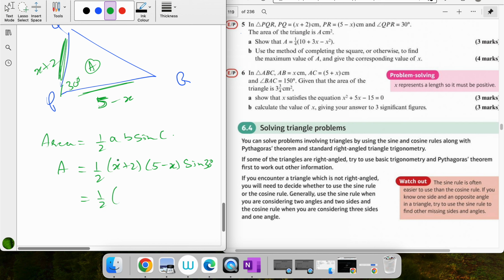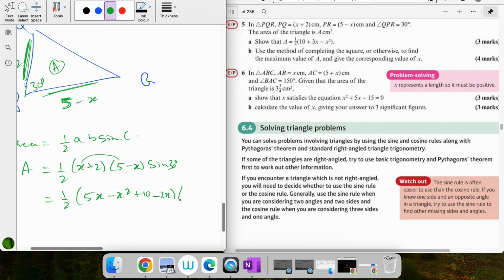So 1 by 2, x into 5 is 5x minus x square. 2 into 5 is 10. 2 into x is minus 2x. And sine of 30 is 1 by 2. 1 by 2 into this first 1 by 2 is 1 by 4. Simplify this, then we have 5 minus 2 is 3x and negative x square, as shown.